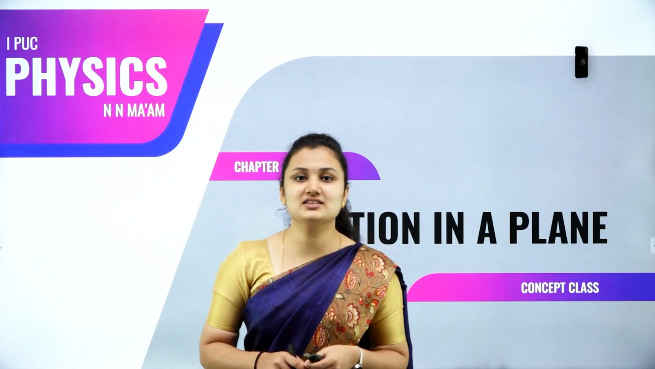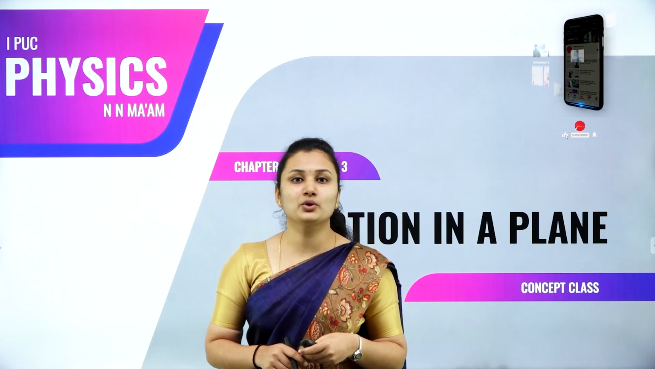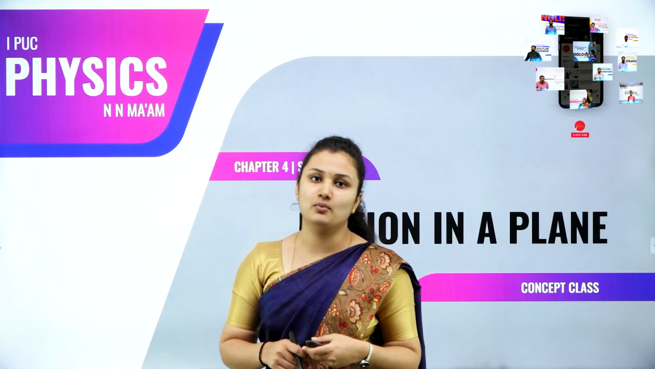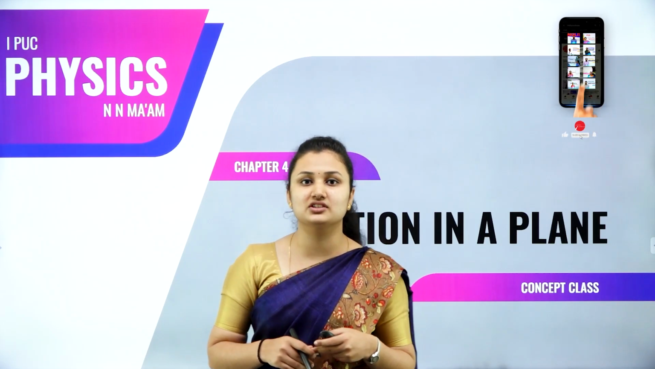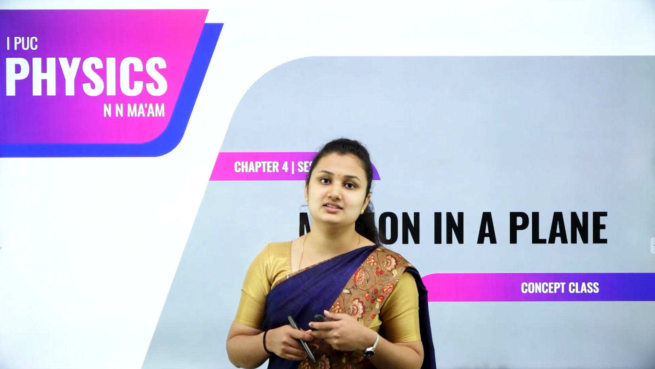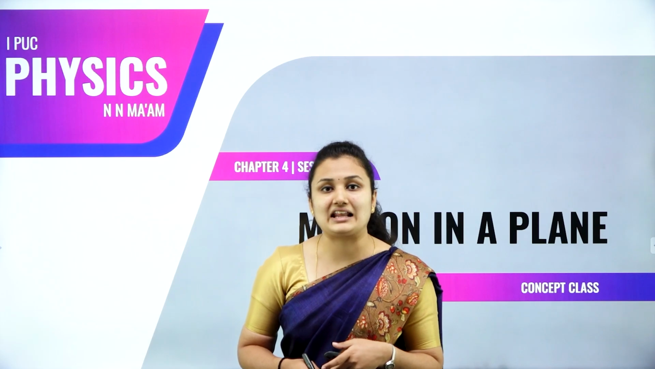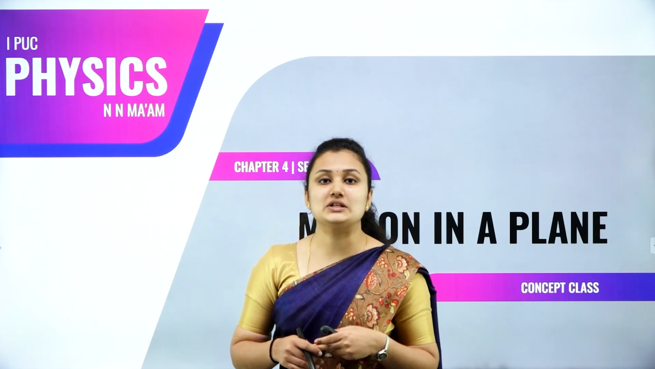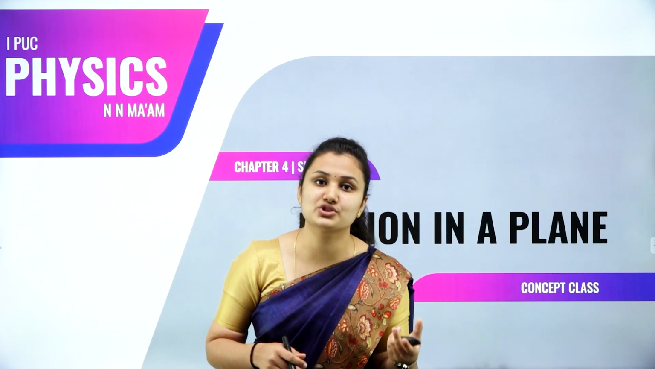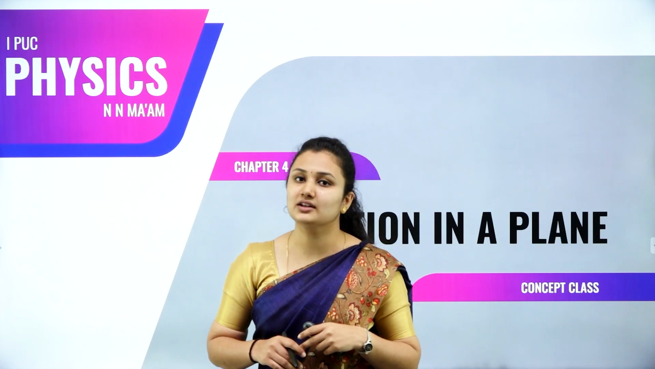So in the previous session, session 1 and session 2, we studied what we mean by motion in two dimensions, what is two dimensional motion. And in today's session, we shall study what is subtraction of two vectors. Let us derive the expression for magnitude and direction of two vectors, and we'll study what we mean by resolution of a vector and what are unit vectors, and solve a numerical.